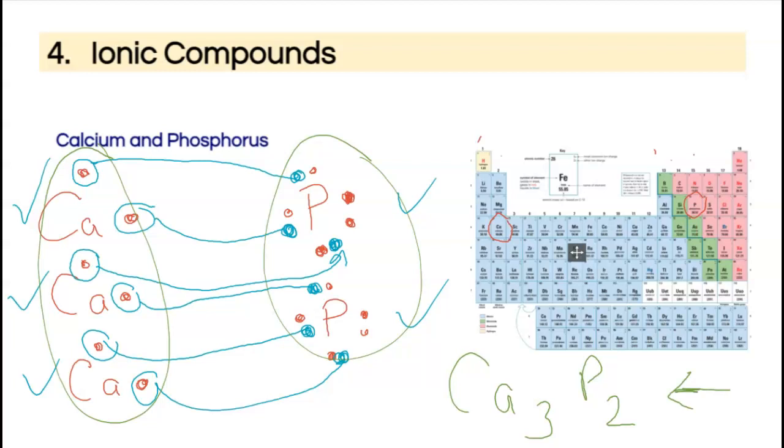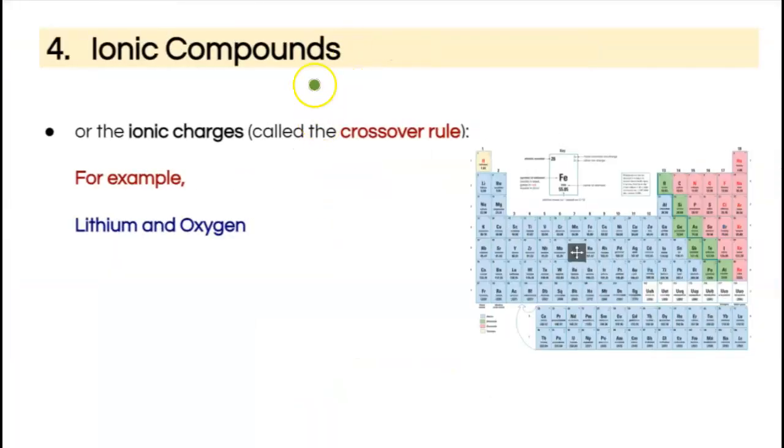What I'm about to show you next is going to demonstrate the quick and dirty way to get the ionic formula. So I would say 9 times out of 10, unless you're asked to explain why an ionic formula is what it is, you're going to do what I talk about next, okay? Which is called the crossover rule, okay?